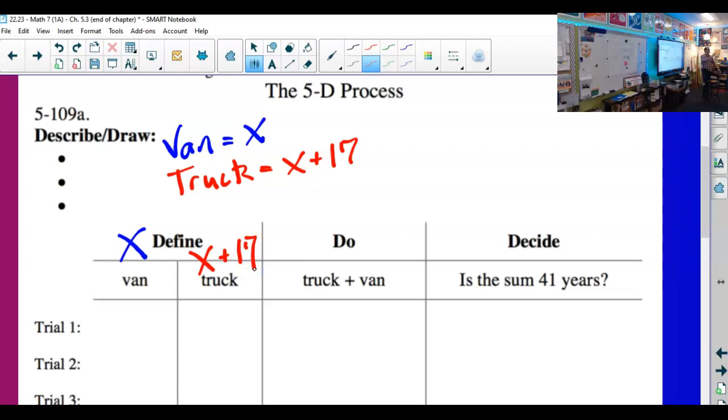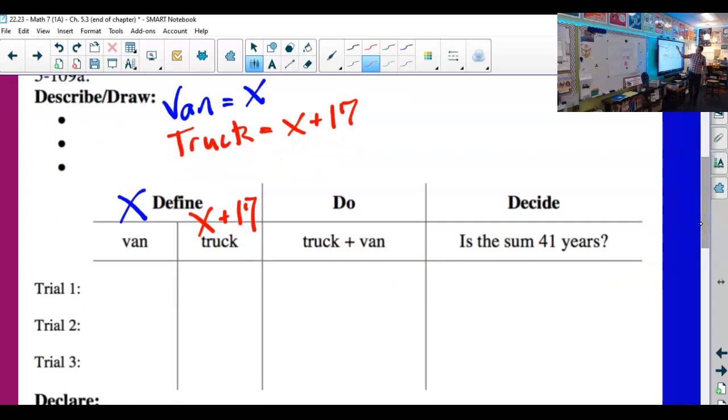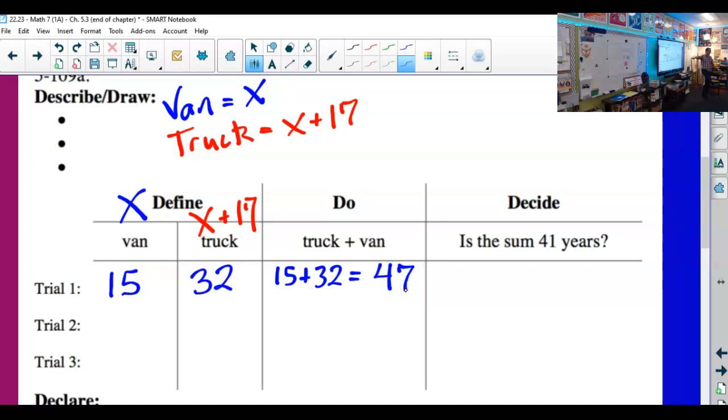Now, Addie, give me what you tried first that didn't work. Did you try one that didn't work? Okay, give me one that didn't work. So if we try x being 15, now we need to add 17 to it. 15 plus 17 is 32. We add them up and get way overshot. I overshot by 6 years. But does that mean I take my guess down by 6? Oh, because that guess is going to impact both of them.